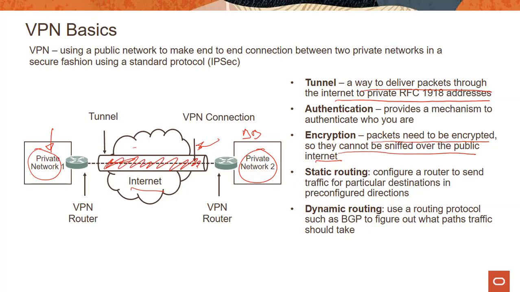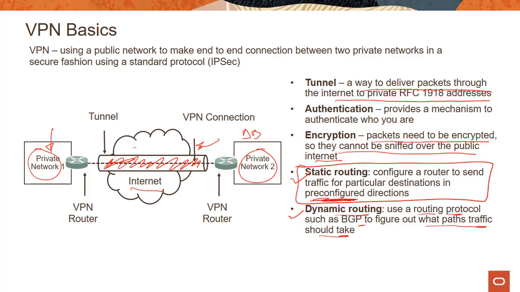And there are two different kinds of routing which are supported here. One is static routing, when you configure a router to send traffic for particular destinations in pre-configured directions, and the other is BGP, dynamic routing, where we use a routing protocol like BGP to figure out what paths traffic should take. It used to happen that OCI only supported static routing for a while, but now we support both static and dynamic routing, and I'll show this in the demo when we go into the demo.